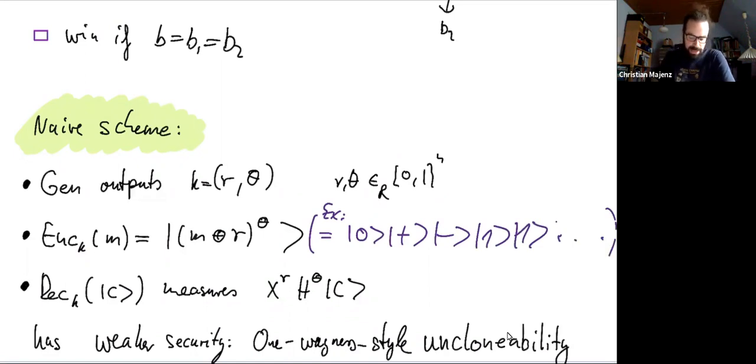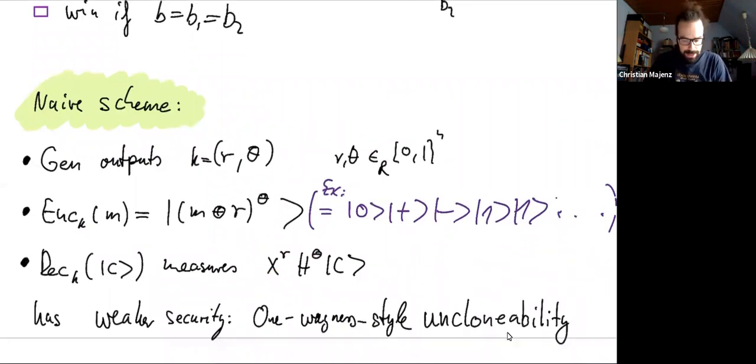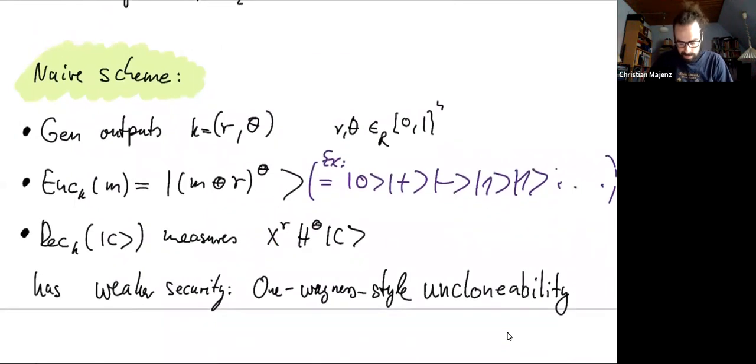And decryption now first decodes the BB84 basis, then decrypts the one-time pad, and then measures. This only has a weaker security, as we have just seen in the definition. It's a one-wayness style security.